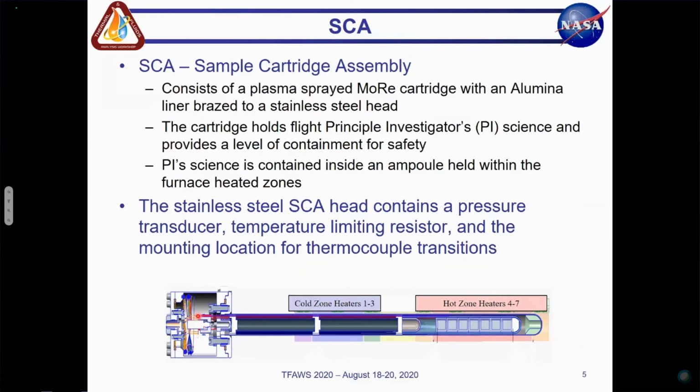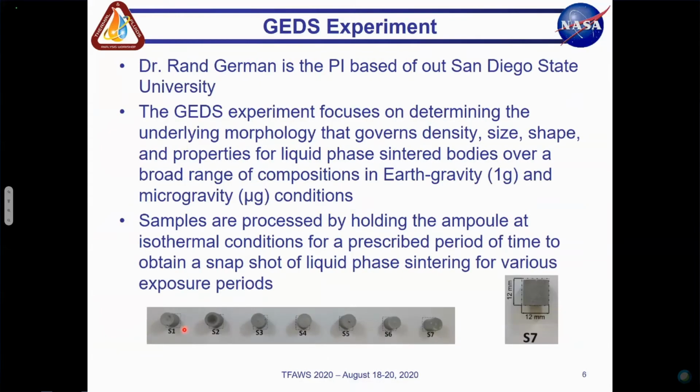And the stainless steel SACA head contains a pressure transducer, a temperature limiting resistor, and mounting locations for all the thermocouple transitions. So all the thermocouples are mounted to a band up here with essentially a stainless steel zip tie, and they all extend down into our hot zone to whatever length we desire. Again, there's an absolute pressure transducer in the head as well, so we can monitor the pressure inside the cartridge.